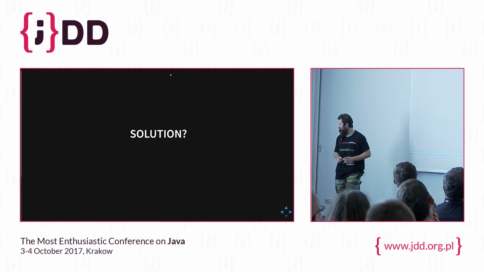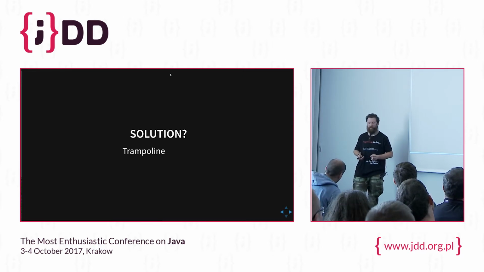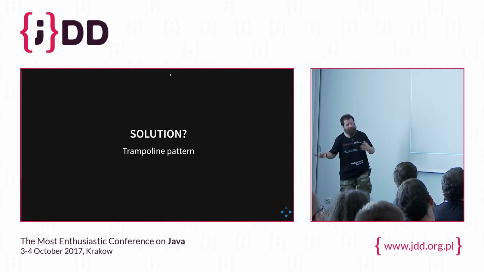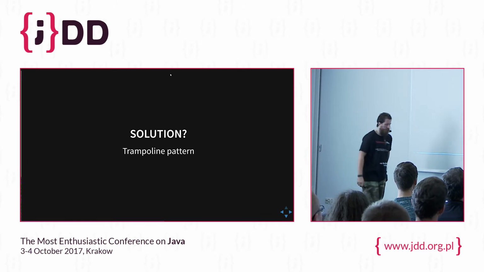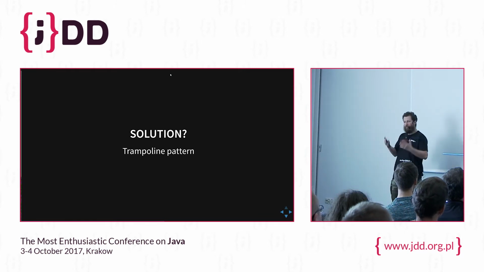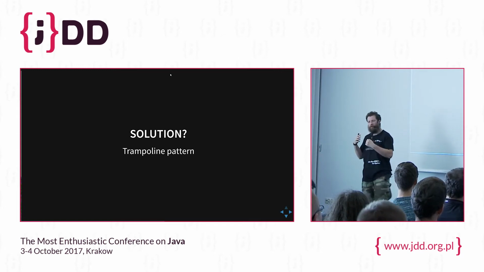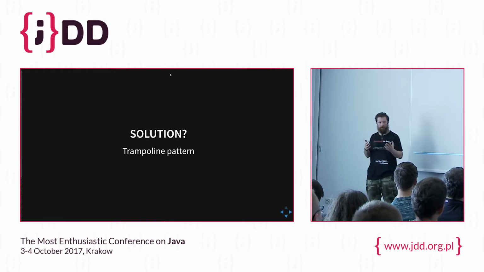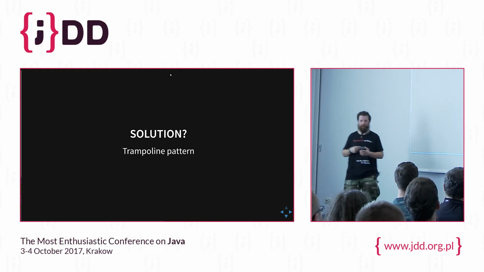Okay, what is the solution for this problem? How to write tail recursion in Java? Trampoline pattern. One more time, we need to introduce some kind of design pattern to solve the problem because our language is too weak, not so expressive, not so good to solve the problem in the way that we would like to do that.